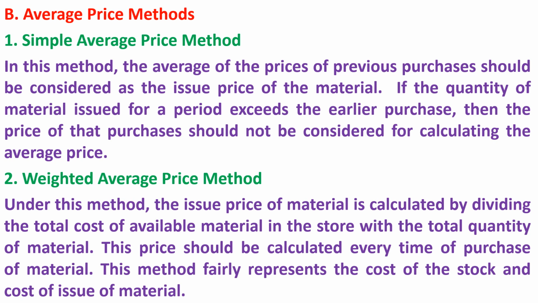2. Weighted average price method. Under this method, the issue price of material is calculated by dividing the total cost of available material in the store by the total quantity of material. This price should be calculated every time of purchase of material. This method fairly represents the cost of the stock and cost of issue of material.